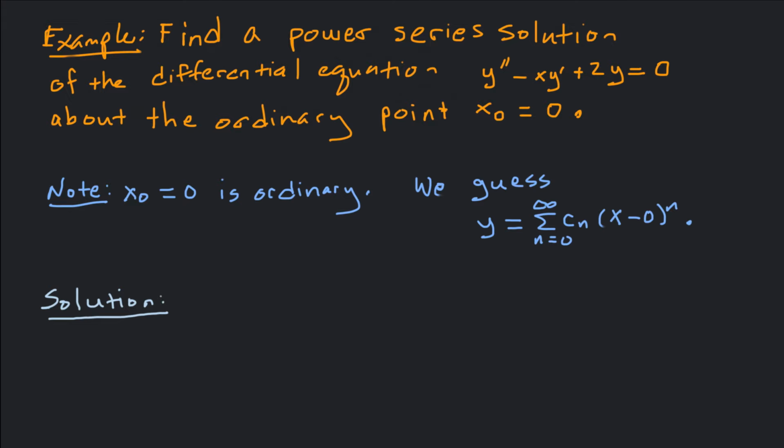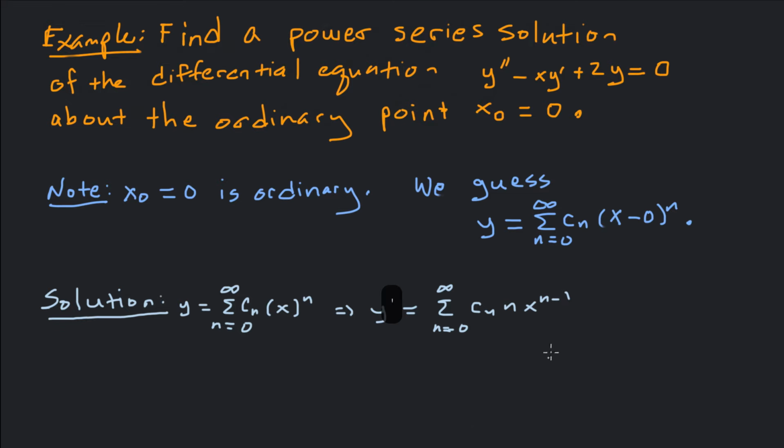So we start there and we say, okay, if that's our guess, then y prime, so if y equals the sum, n goes from 0 to infinity, Cn, x to the n, then y prime, differentiate that power series, that goes n equals 0 to infinity, Cn, n, x to the n minus 1.